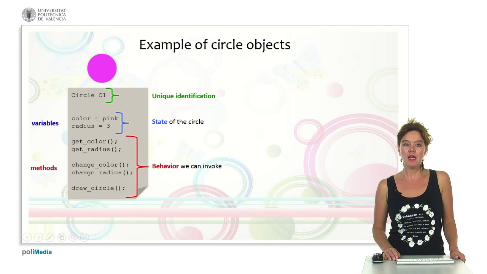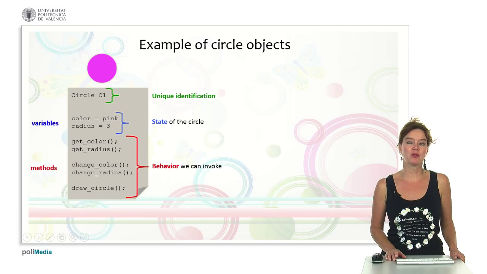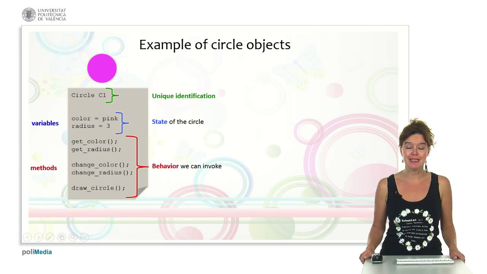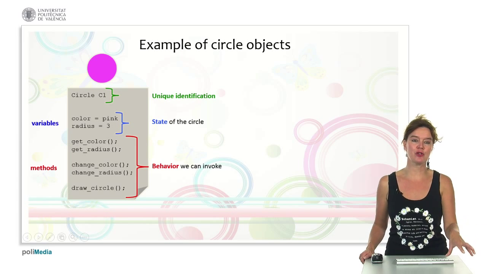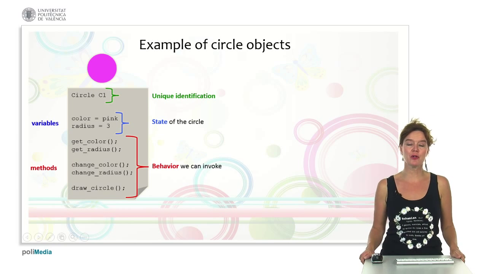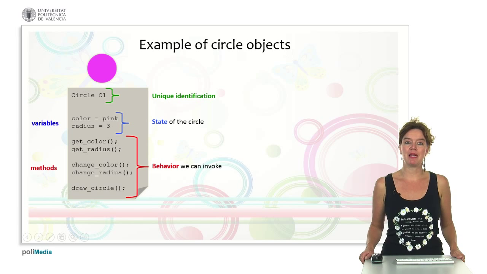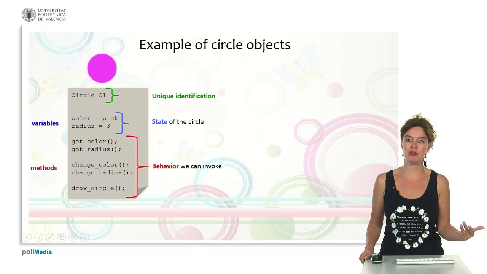Here you see, in some pseudocode kind of format, an object-oriented representation of a circle. So we say circle C1, we give it a unique identification in green, and then we state the variables. The variables indicate the state the circle is in. So here we see a circle whose state is that its color is pink and its radius is 3. And then we get some methods. Methods that we can invoke for the object that give behavior.